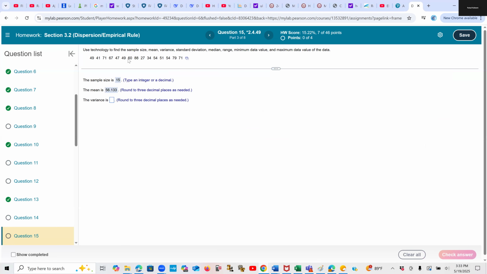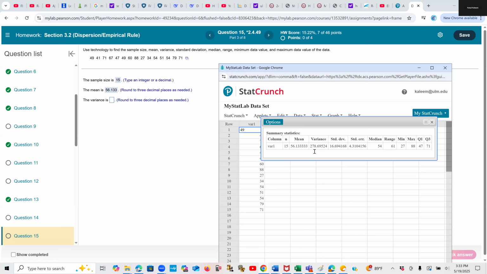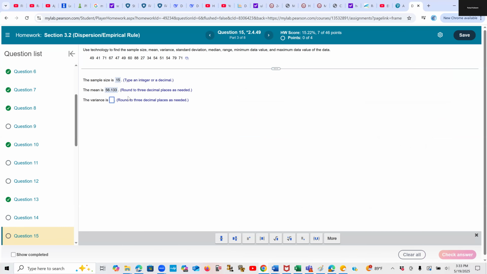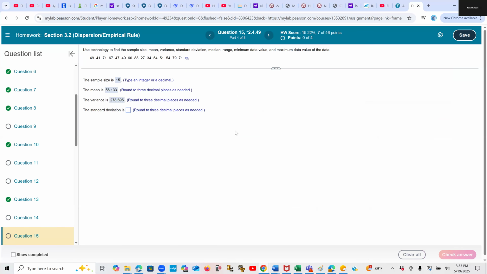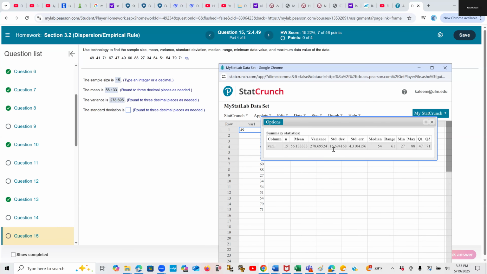Variance, they are asking for sample. So we have the word sample here. They're asking for the sample variance, which we know is the default variance in Statcrunch. So this variance is the sample variance to 3 decimal places, 78.695. Sample standard deviation is 16.694.